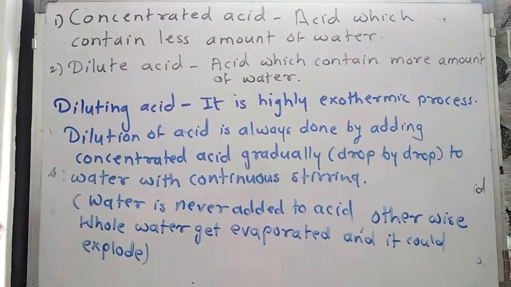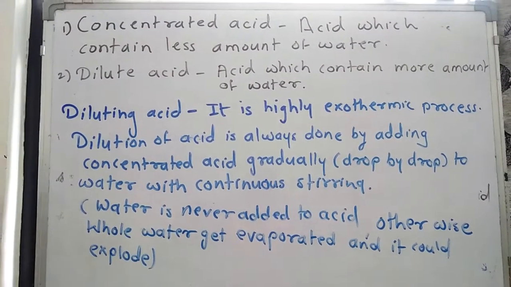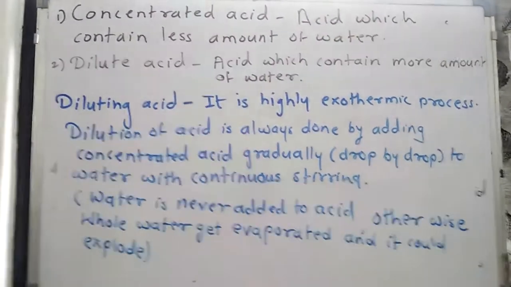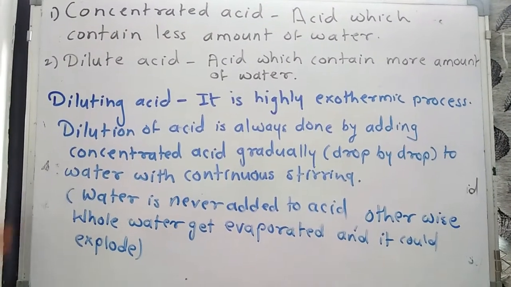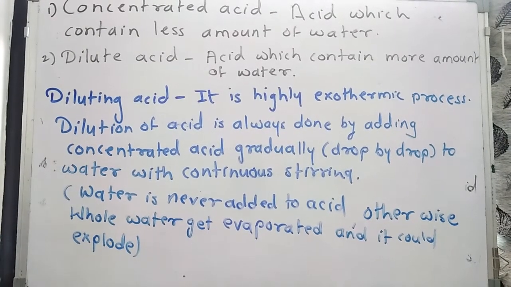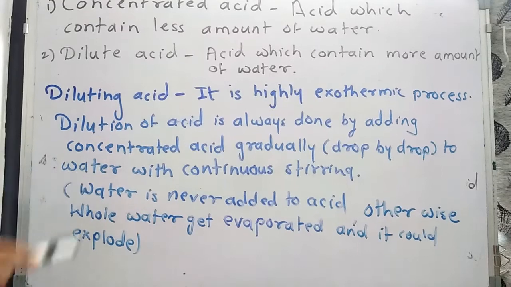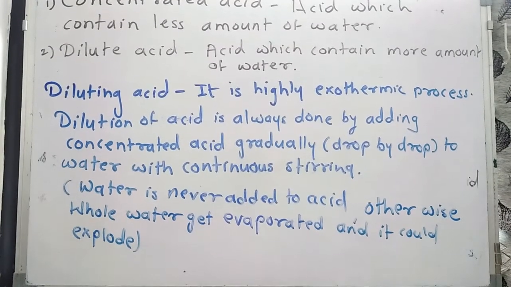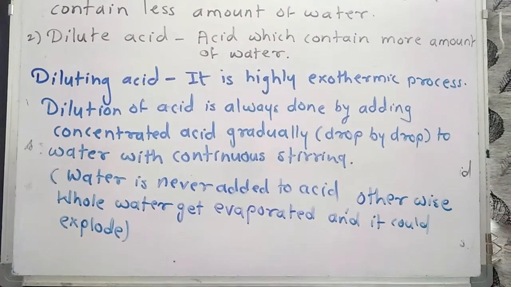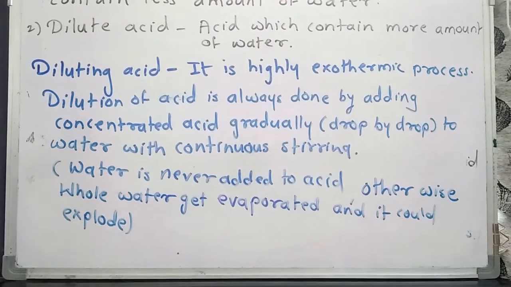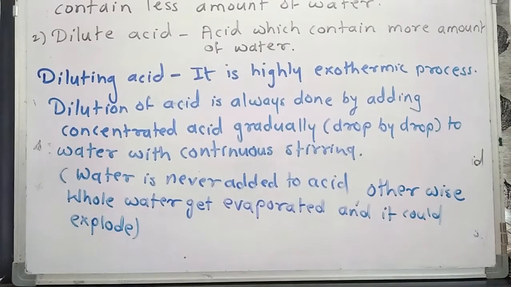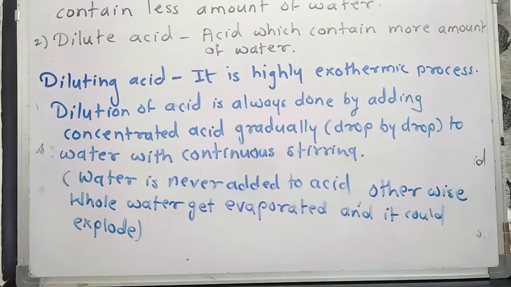Now see, diluting an acid is a highly exothermic process, which means a high amount of energy is released. So diluting an acid is done with great care and by the proper process. Dilution of acid is always done by adding concentrated acid gradually, drop by drop, to water with continuous stirring. This means in a beaker we have to take the water and then add the acid drop by drop into that water.